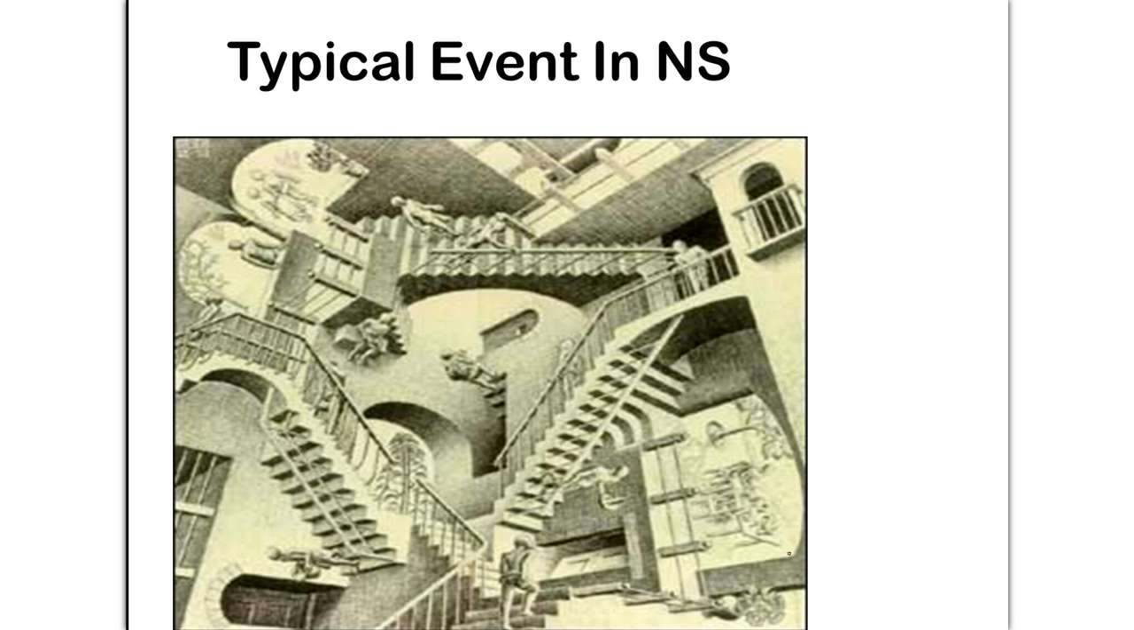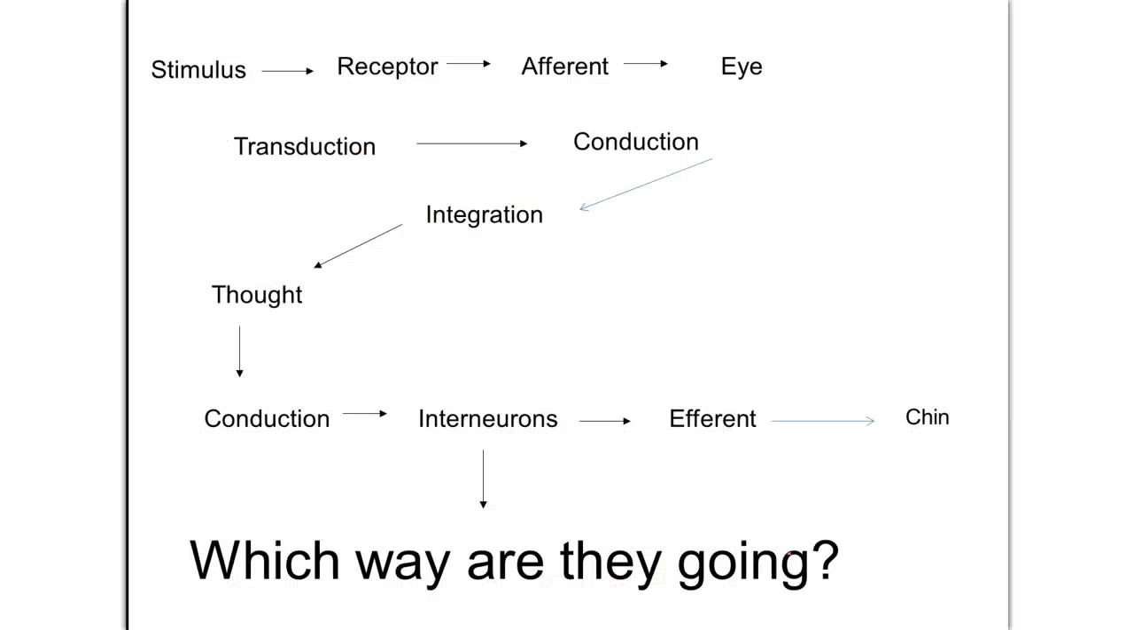Now let's take a look at a typical event in the nervous system. Here you've seen this wonderful picture. This happens to be by Escher. You're looking at that and you're looking at that, and what is actually going on? Well, it's a very complex situation here. We have our picture, which is the stimulus, which will then go to a receptor within the eye, and then to afferent, or sensory neurons.